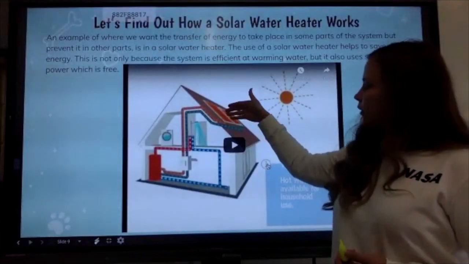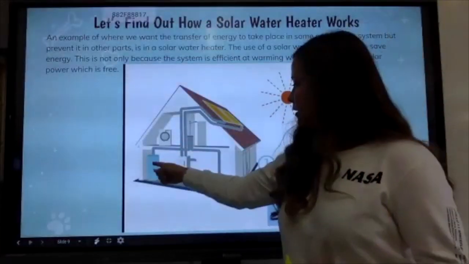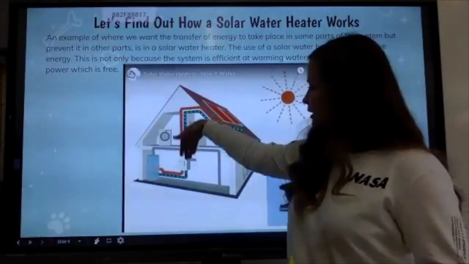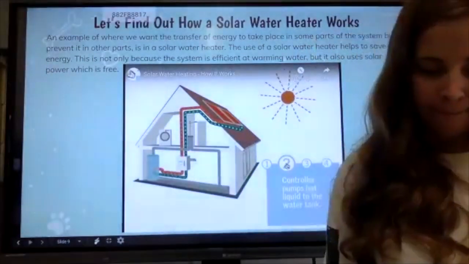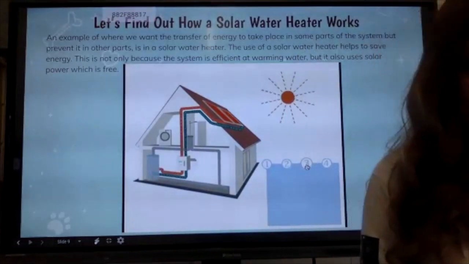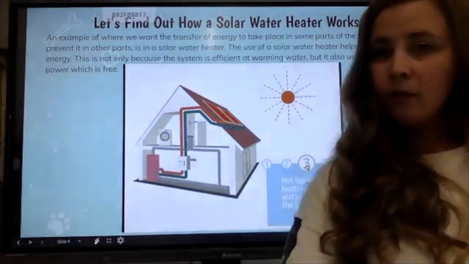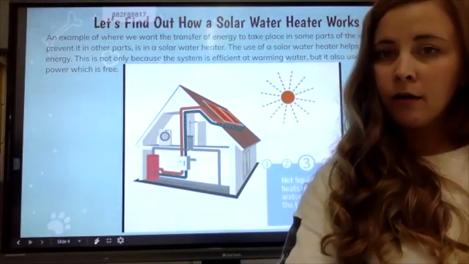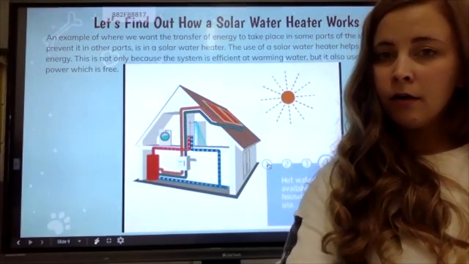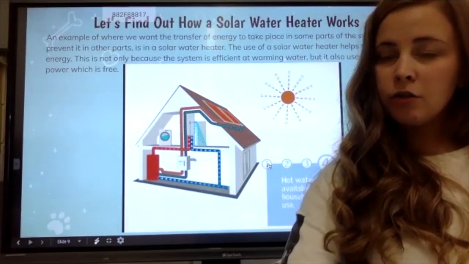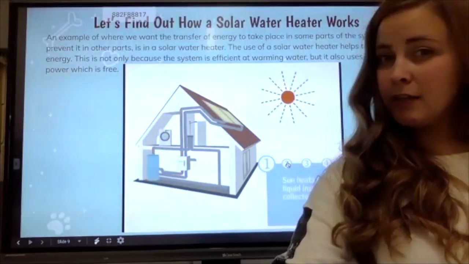Okay, so would we want a conductor or an insulator from this point, when it exits the collectors, to when it gets down to the hot water tank? Do we want a conductor or insulator there? What do you think? Ocean, do you have a guess there?